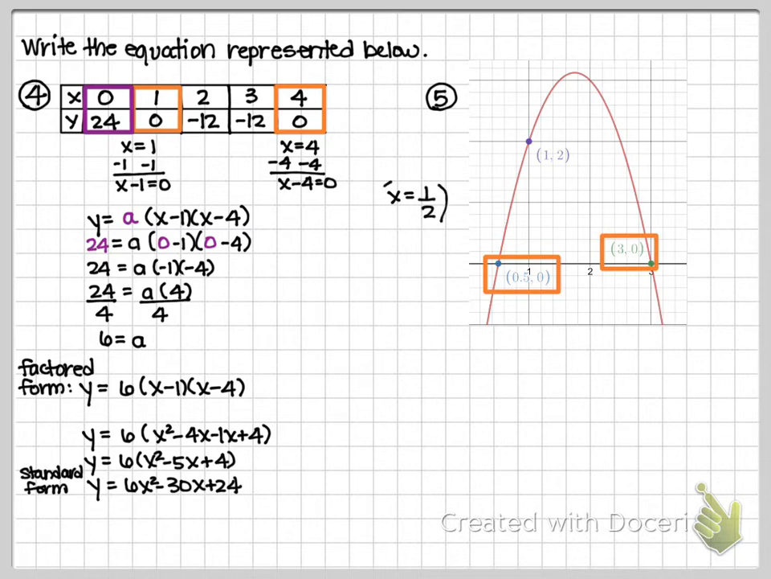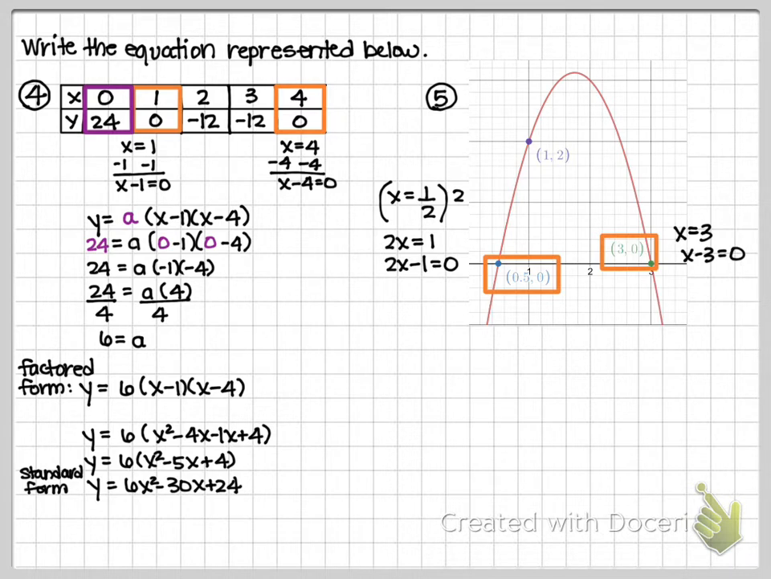I prefer to get rid of the fraction, so I'm going to multiply everything by 2. So that's going to give me 2x is equal to 1. Subtract the 1 to the other side, so I get 2x minus 1 equals 0. I'm going to do the same thing with the other one over here. I have x equals 3. Move it over because we want equals 0. Okay, good. We've got that set.